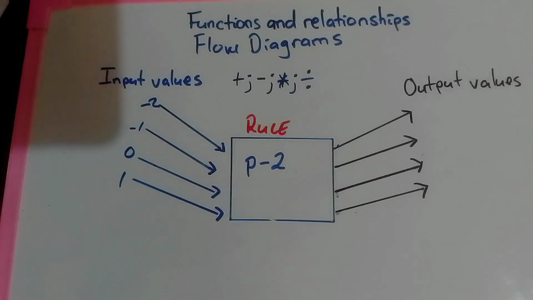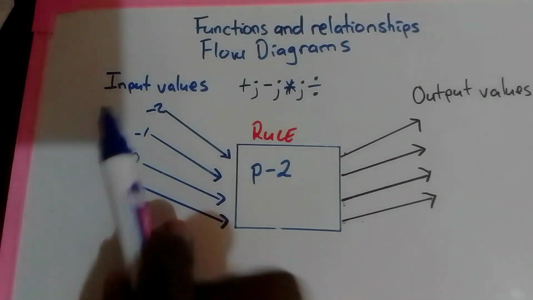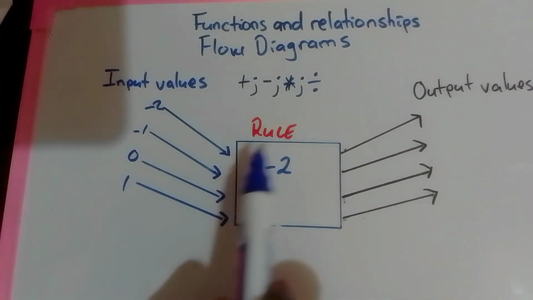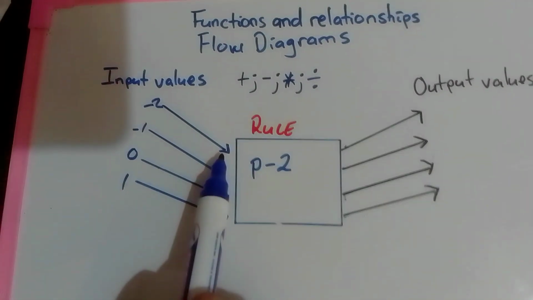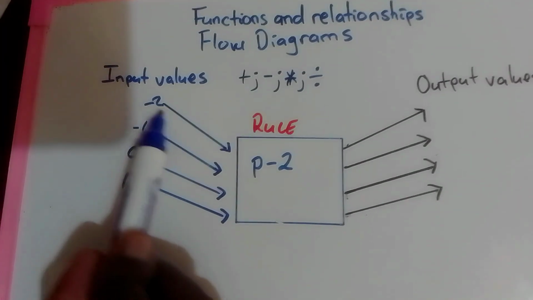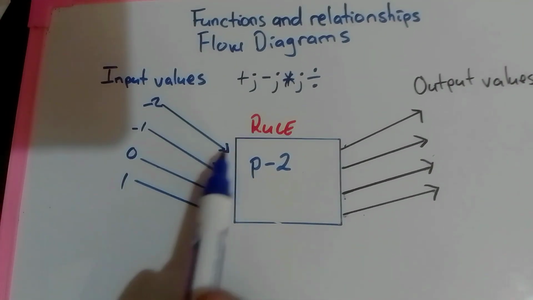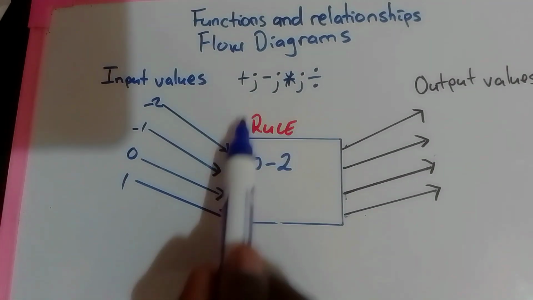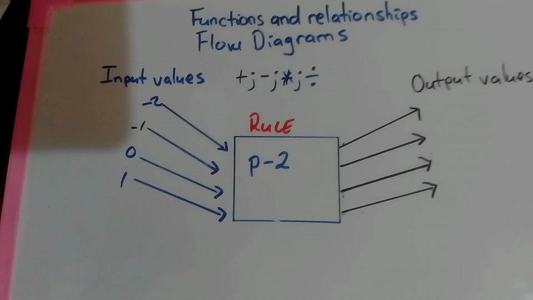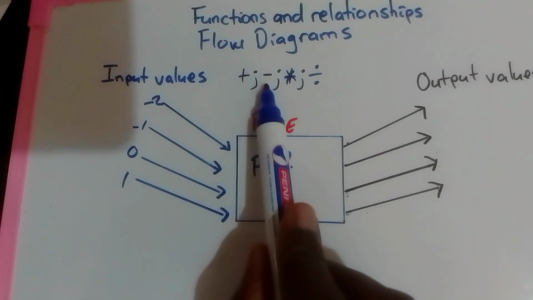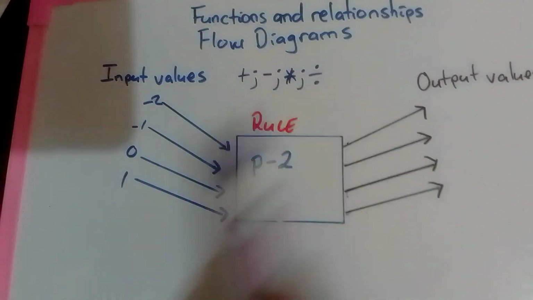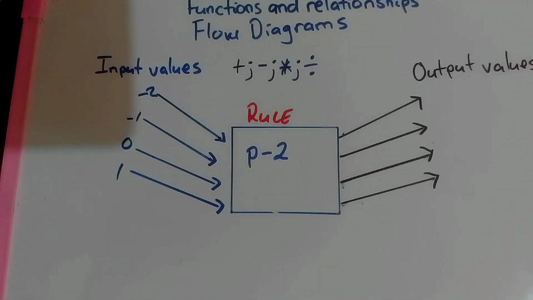So what happens? We've got three things that we need to understand: the input values, the rule, and the output values. What are the input values? As you can see with this arrow, we are simply saying that we are going to put a number, and where are we putting that number? To a rule. What are the rules? Remember, you know the four signs. Either you have to add, subtract, multiply, or divide. It depends on the rule that you've been given.